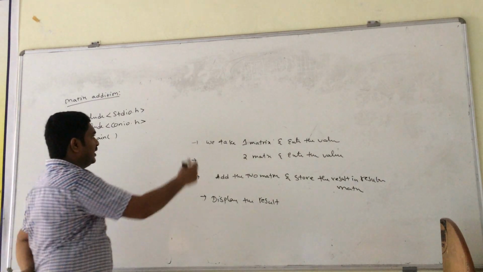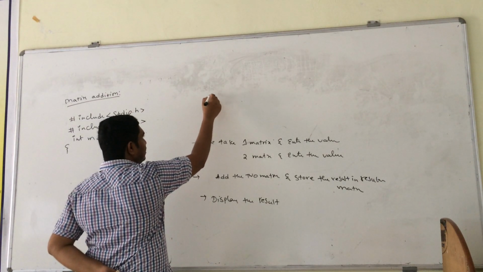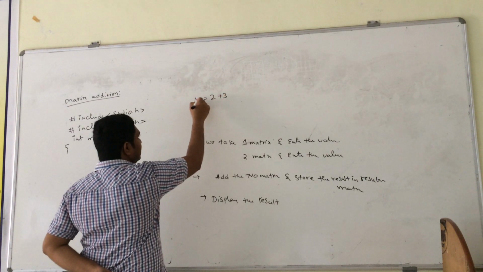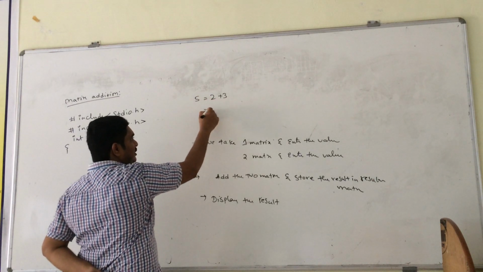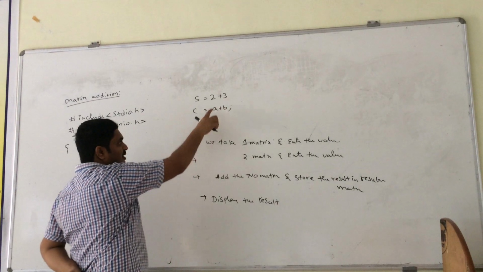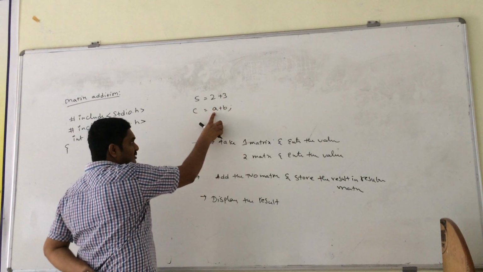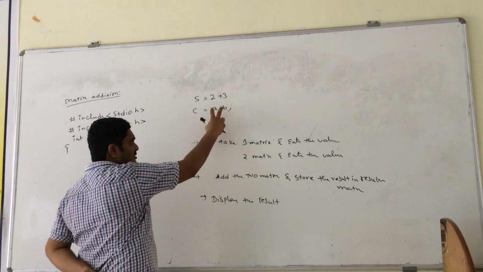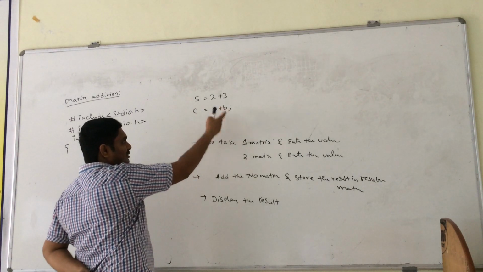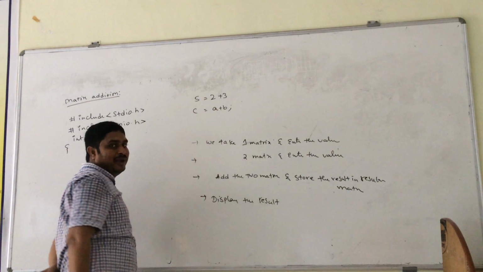Here, for example, for adding two numbers, 2 plus 3, the result is 5. For this we write the code like c is equals to a plus b. In the same way, A is one matrix and B is another matrix. These two are added and the result is stored into another matrix, that means the resultant matrix.